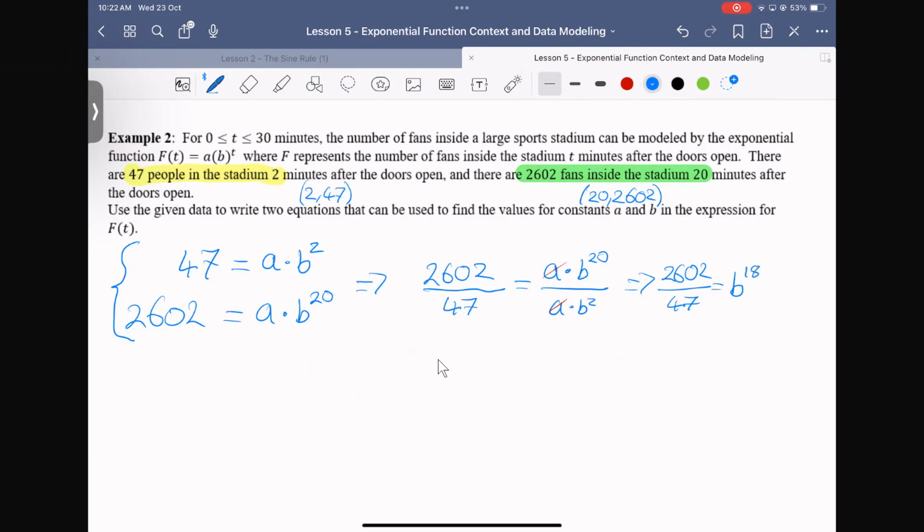So then the other thing that Yusuf suggested was rooting. He said square rooting, but he meant rooting, I hope, because this is the 18th root. So that would imply that B is equal to the 18th root of 2602 over 47. Get your calculator out, pop that in. Tell me what it is to three significant figures. Make sure you know how to do this on your calculator. What do you get?